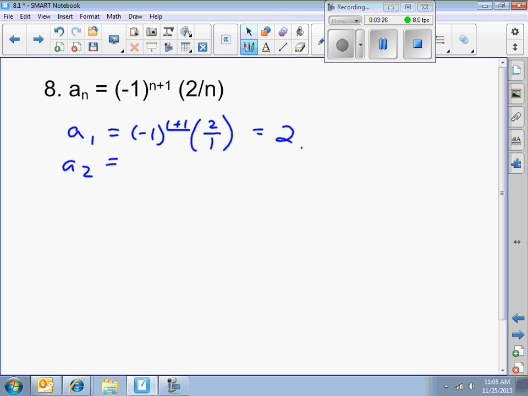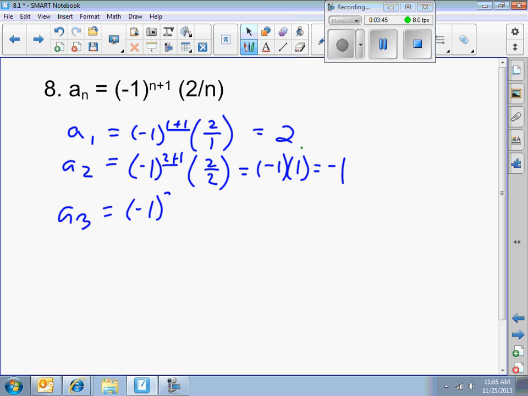But now when I do a sub 2, I have -1 to the 2 plus 1, which is now an odd one, so it's going to make that -1 over 2 over 2. So basically we have -1 times 1, or -1. The third one, -1 to the 3 plus 1 over 2/3. 3 plus 1 is an even number. -1 to an even number is positive, so this is 2/3.